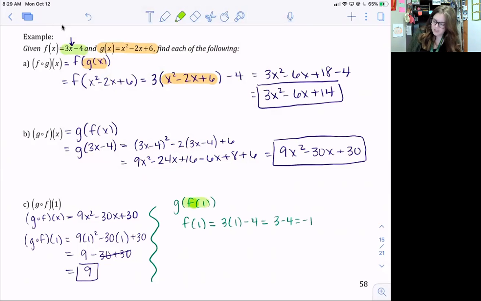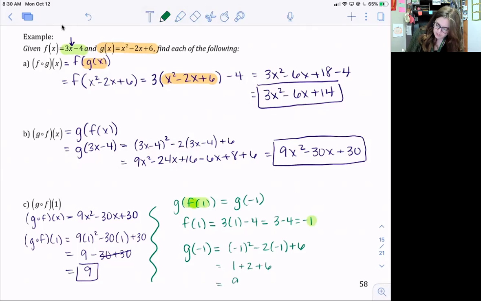So now we're going to take that negative 1 and we're going to replace it for the f of 1. So now we're just simplifying and finding g of negative 1. Okay, so if we do that, g of negative 1, we have negative 1 squared minus 2 times negative 1 plus 6. Negative 1 squared is 1. Negative 2 times negative 1 is a positive 2 plus 6.